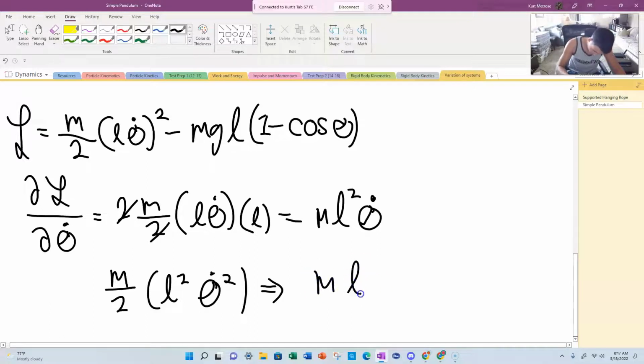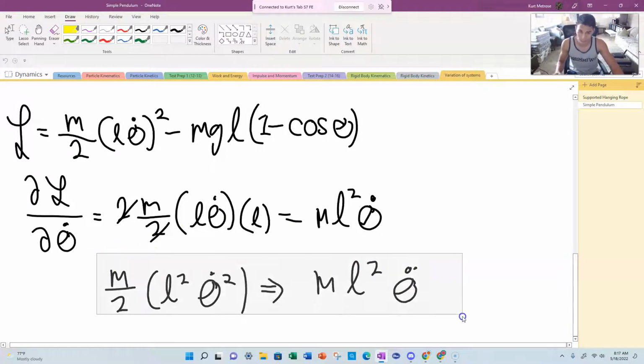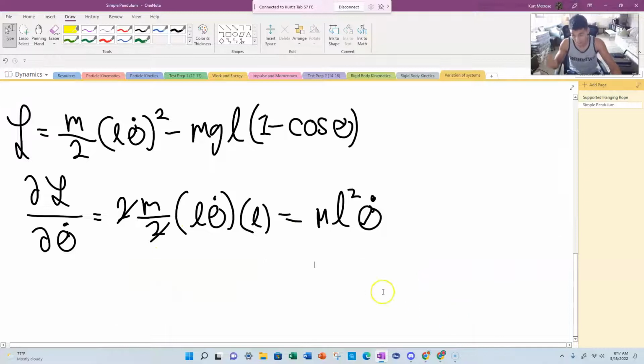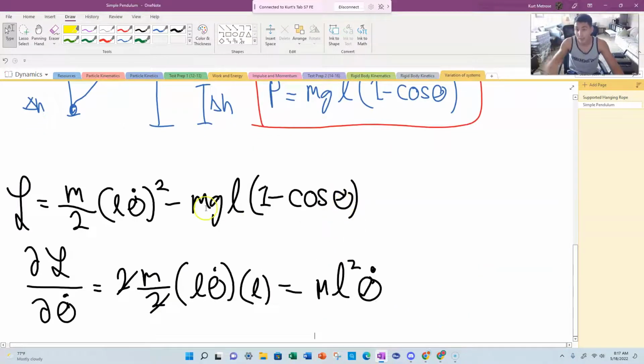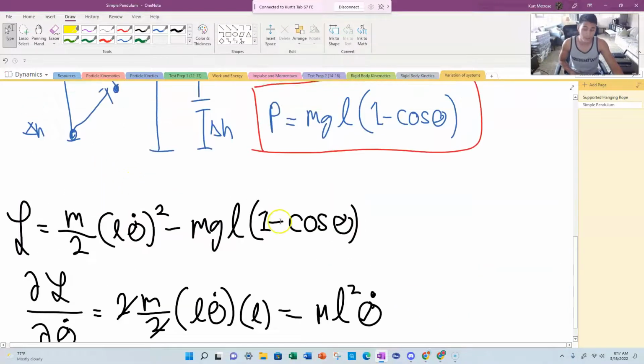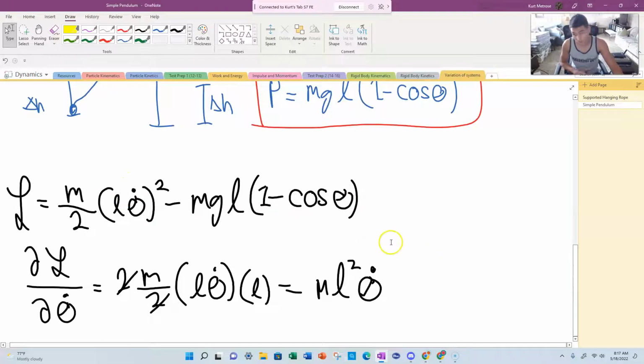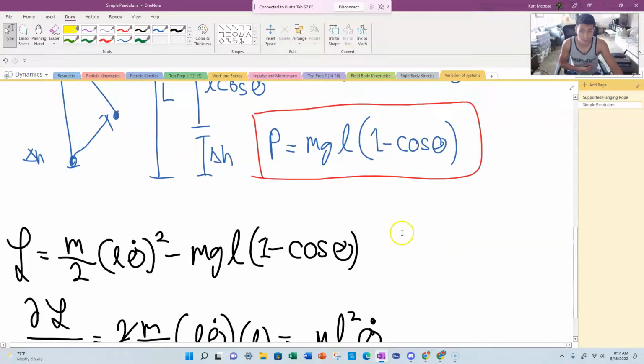M L squared theta dot. So it's the same thing. I just wanted to show you how to take derivatives right there. Maybe that was a waste of your time. It can get confusing with the theta dot, right? So don't mess that up. Because if you do mess it up, then everything else has to be wrong, right?